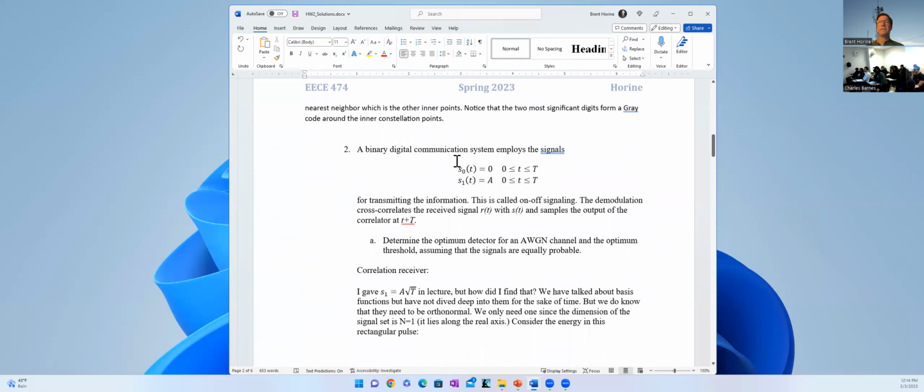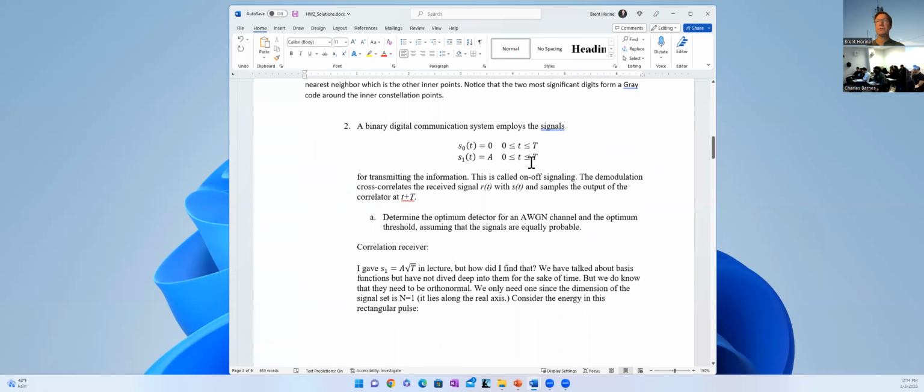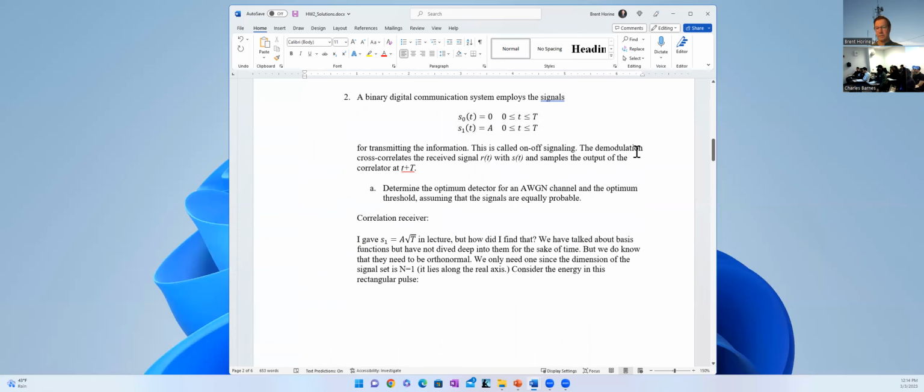Again, skipping over the FSK one. Binary digital communication system. So this is on-off signaling. Still binary. We're still assuming they are equally probable, which keeps life simple. Here we're either off or we're on, right? So this represents a third type of binary signaling.